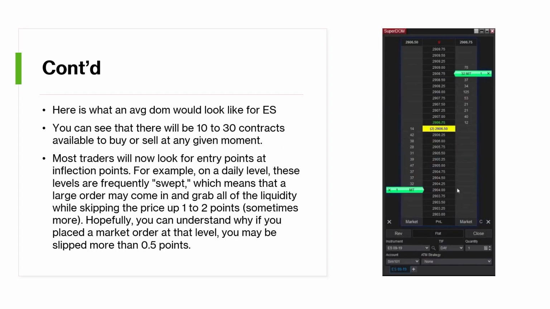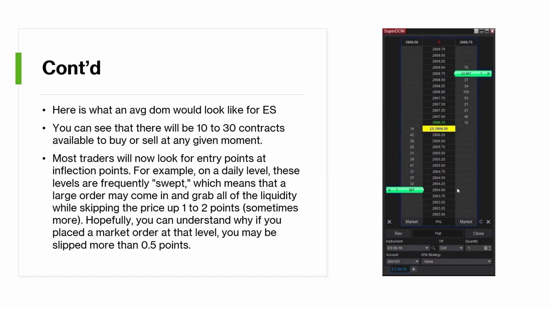Here is what an average DOM would look like for ES. So you can see there's 14 contracts currently. On the ask, there is 12 contracts, and so on if you look at both sides. You can see that there will be around 10 to 13 contracts available to buy or sell at any given moment.